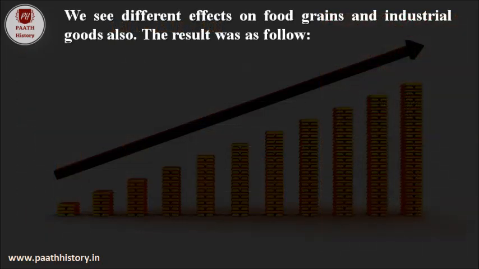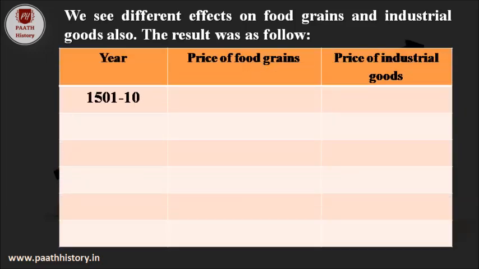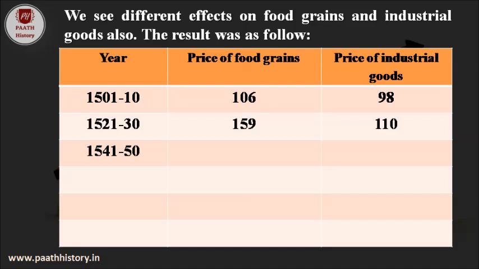We see different effects on food grains and industrial goods also. The result was as follows. From 1501 to 1510, the price of food grains was 106 and the price of industrial goods was 98. From 1521 to 1530, the price of food grains was 159 and industrial goods 110. From 1541 to 1550, food grains were 217 and industrial goods 127.